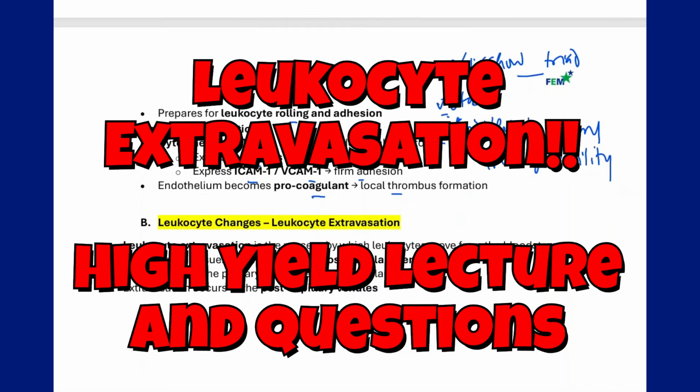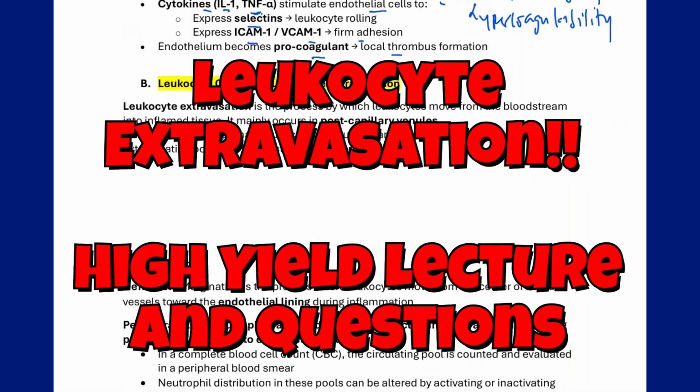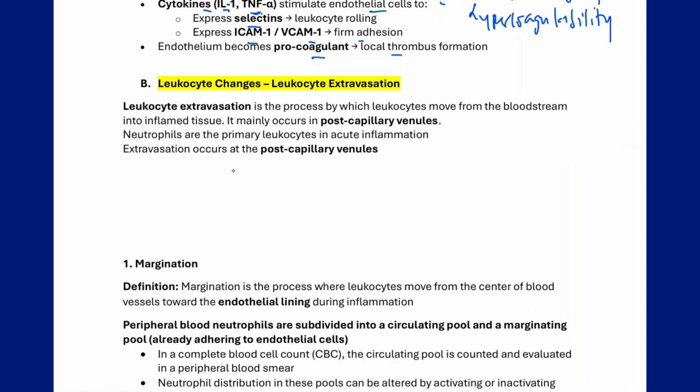Leukocyte changes. And this is also leukocyte extravasation. What's leukocyte extravasation? Extravasation means leaving the blood vessel. So this is the process by which leukocytes move from the bloodstream into the inflamed tissue. And it mainly occurs in the post-capillary venules, that same location we mentioned earlier. Neutrophils are the primary leukocytes in acute inflammation, and that extravasation occurs in the post-capillary venules.